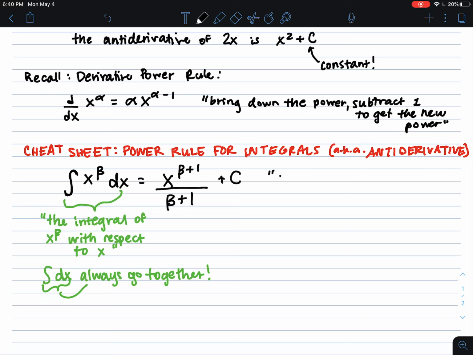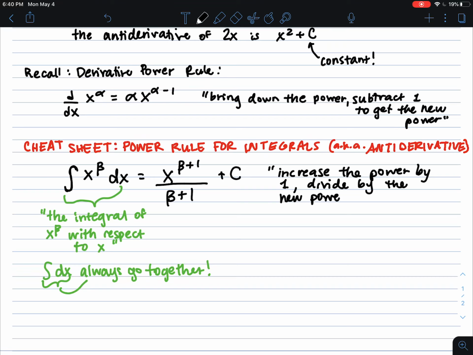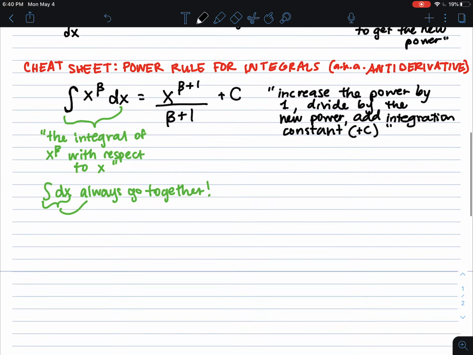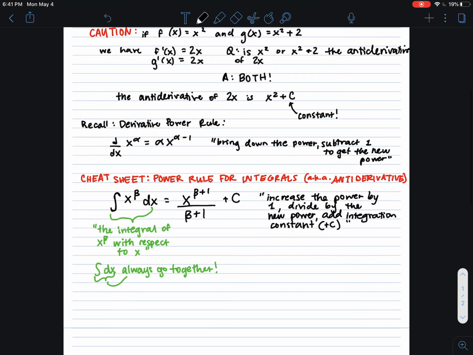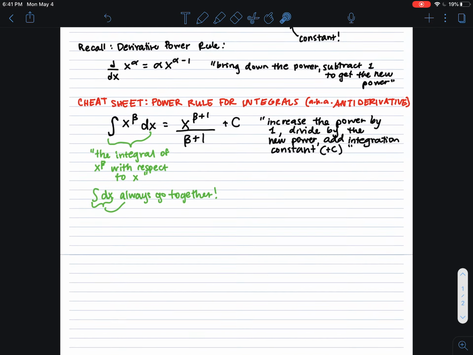So if we're going to write this rule out, it is increase the power by 1, divide by the new power, and then add an integration constant, which is that plus c at the end. Okay, so we'll do some examples. Before we found that if we look up here, the antiderivative of 2x is x squared plus c, so let's see how that works with our new power rule.